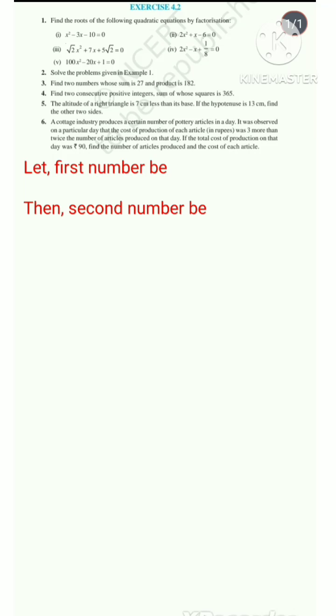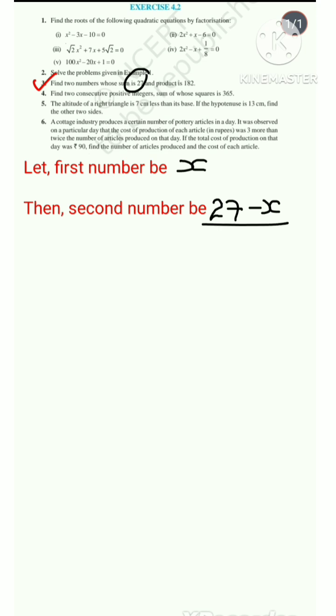Question number 3, and here is written, find two numbers whose sum is 27 and product is 182. Okay students, firstly let's assume the first number be x, then what will be the second number? Here it is written the sum of these two numbers is 27, so our second number will be 27 minus x, right?